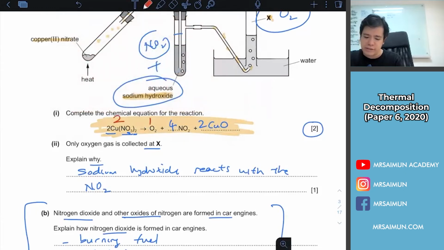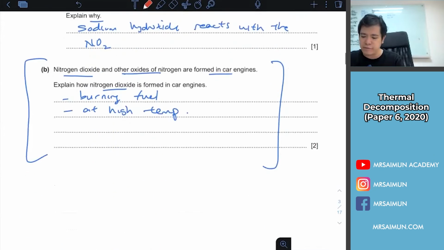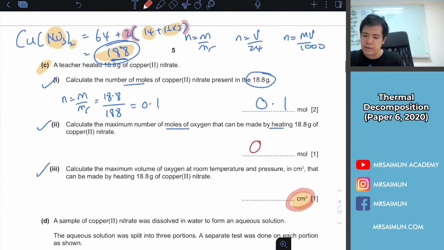So if this is 0.1 that you calculated, 2:1, half of it is 0.05. Just write 0.05, done. That is done, just straight away 0.05. Easy as that.